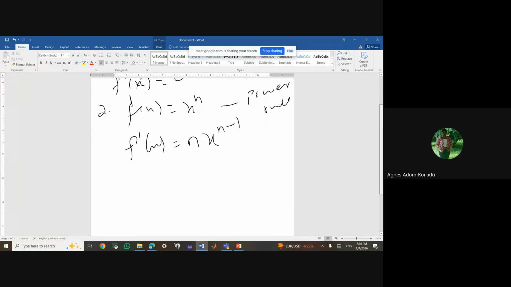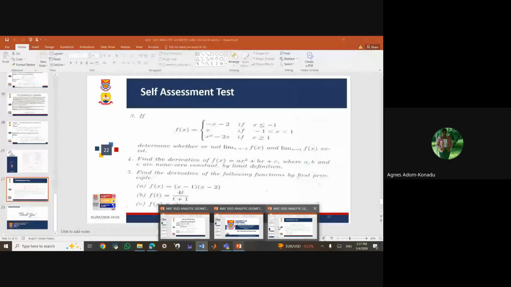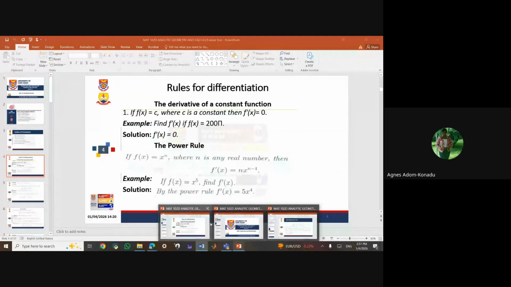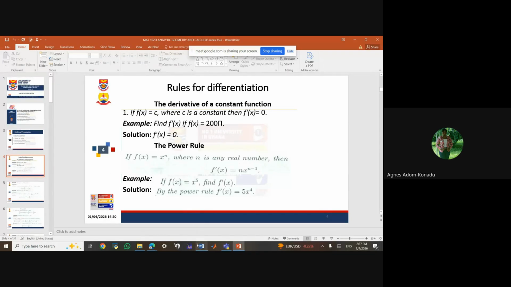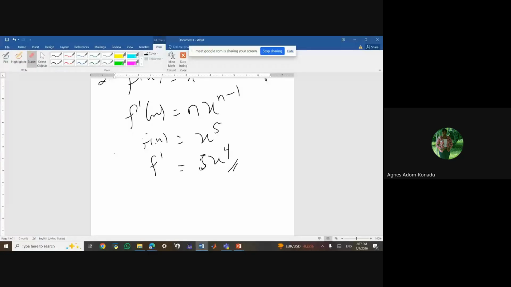So what do you get when you differentiate 10,000? 0. Okay, let's continue. By the power rule, if I have f of x is equal to x to the power 5, then my f prime will be equal to, I will drop my 5, so I have 5, and then x to the power 5 minus 1, which is 4. This is called the power rule.